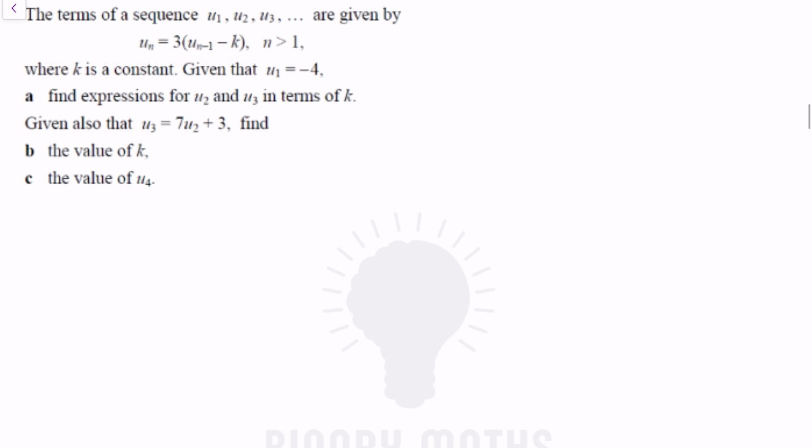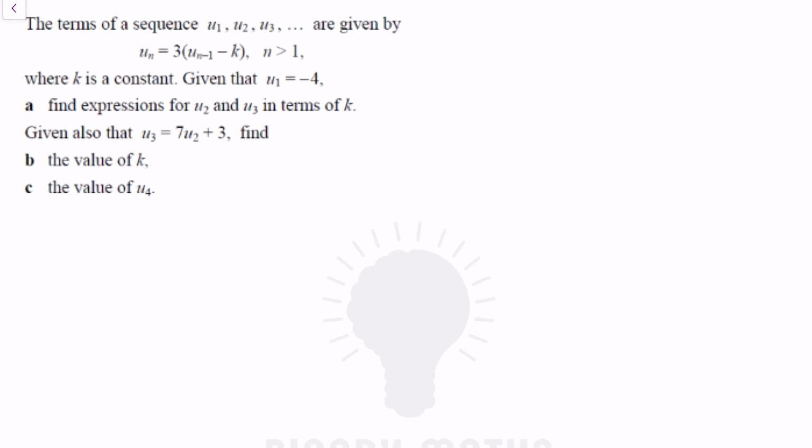Next question. The terms of a sequence u1, u2, u3 are given by this recurrence relation, where un is the next term, 3 times un minus 1 (the previous term) minus k, where n is greater than 1 and k is a constant. Given that u1 is equal to negative 4, find an expression for u2 and u3 in terms of k.